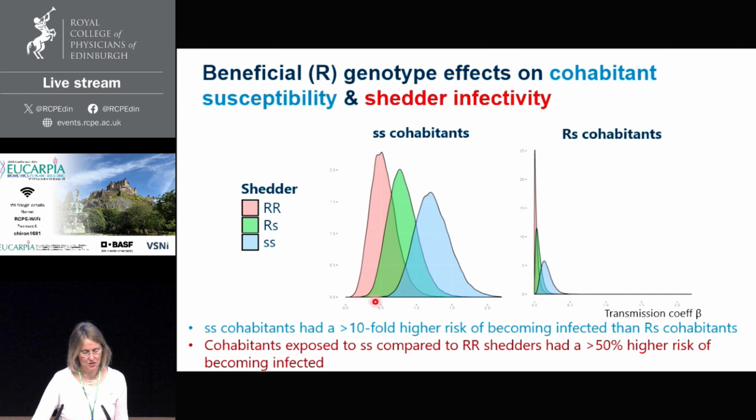Now, when you look within a graph, you see 3 different overlapping distributions, colored depending on the exposure to the shedder genotype. You see that, for example, the red and the blue curve don't overlap that much. There's a clear shedder genotype effect on when the cohabitants became infected. So that is an indication of genotype-specific variation in infectivity, and it's in a good way: if the shedders carried copies of the resilient allele, their transmission rate was lower.